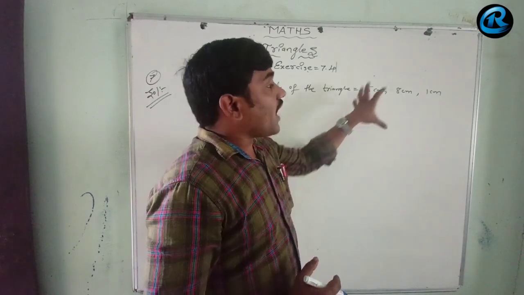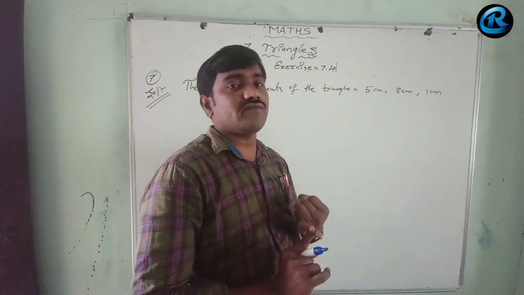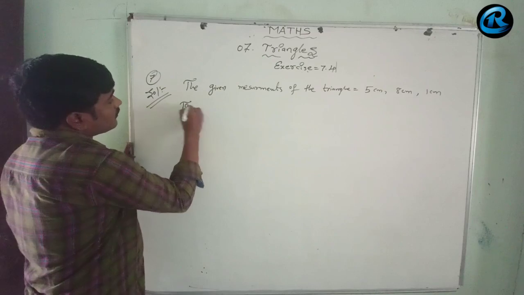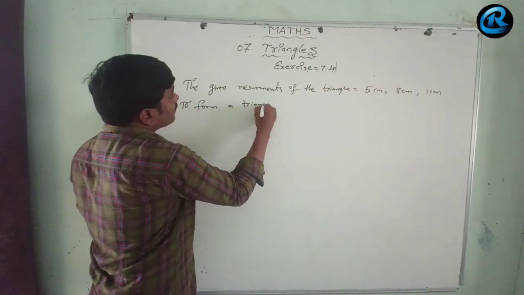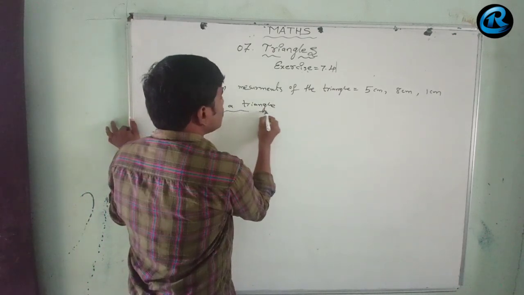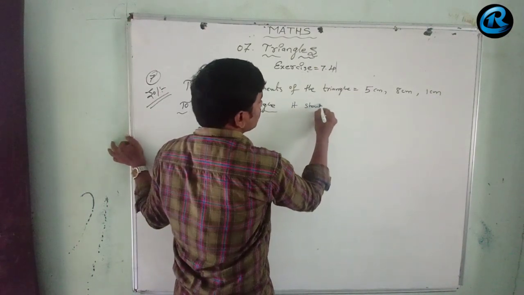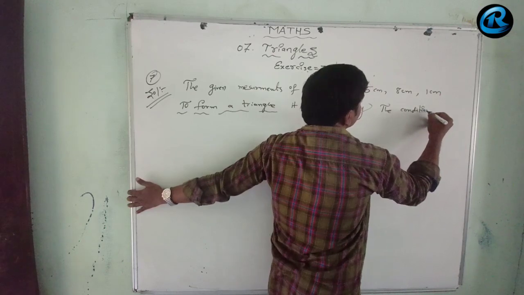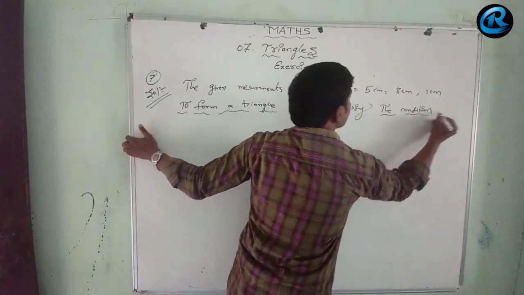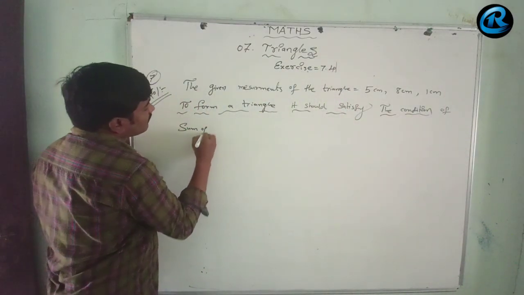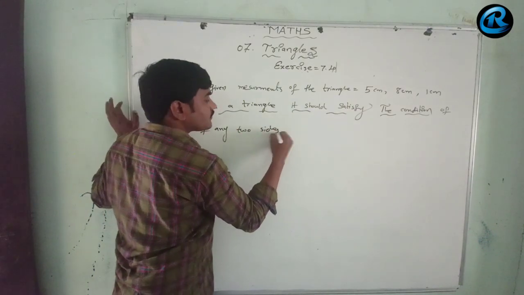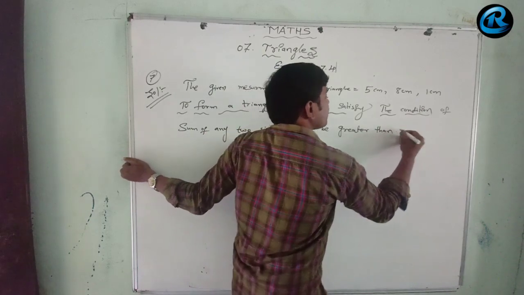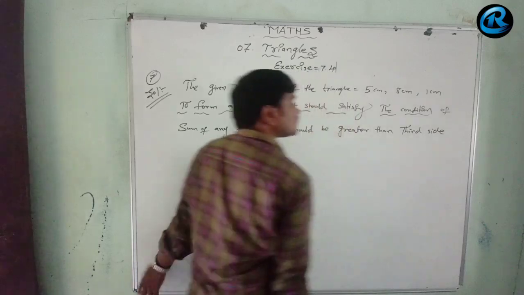Let us see. So to form a triangle, we have to satisfy the condition that the sum of any two sides of a triangle should be greater than the third side, and the difference of any two sides should be smaller than the third side. So to form a triangle with any measurements, it should satisfy the condition that the sum of any two sides should be greater than the third side. ఏమైనా రెండు సైడ్స్ యాడ్ చేస్తే అది థర్డ్ సైడ్ కన్నా పెద్దగా ఉండాలి.